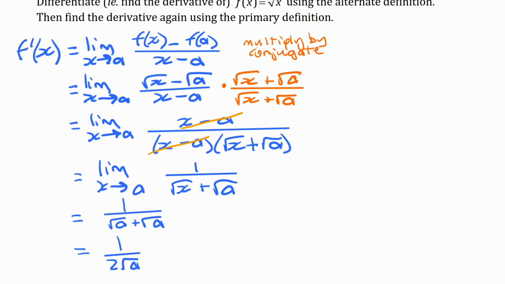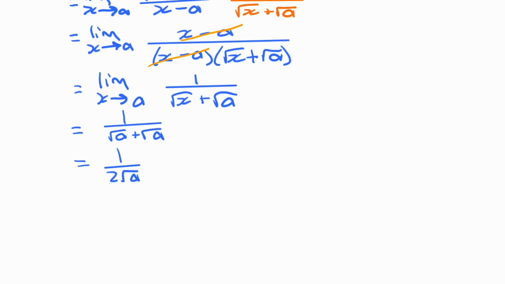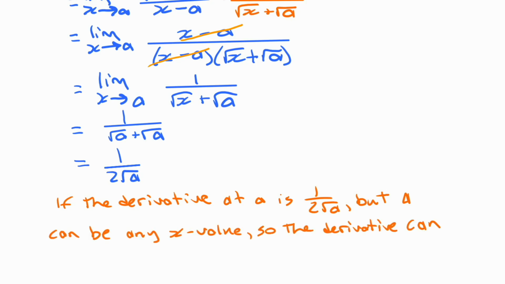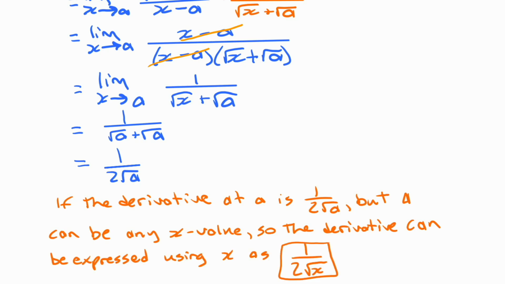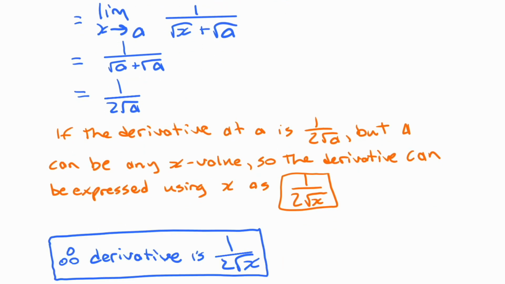That's our derivative. Now, you might say, weren't we doing this with the idea that we were going to have an expression where x is the variable, and here we've got a being some specific value? Well, the thing is, a could be any value, right? So if the derivative at a is 1 over 2 root a, but if a can be any x value, we can just say that the derivative can be expressed with x as 1 over 2 root x. So that's our derivative. Our derivative is 1 over 2 root x.